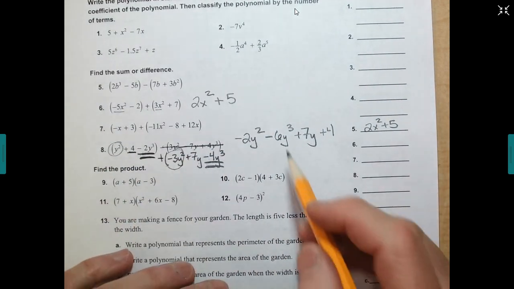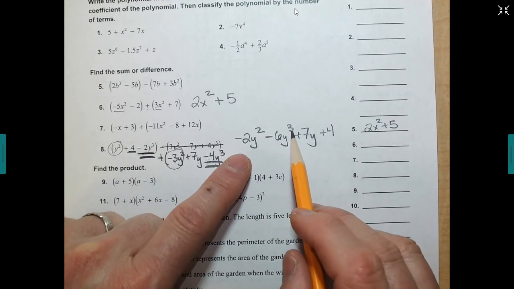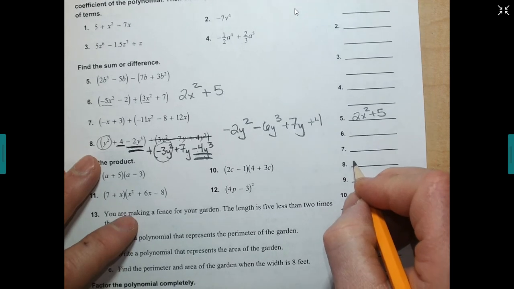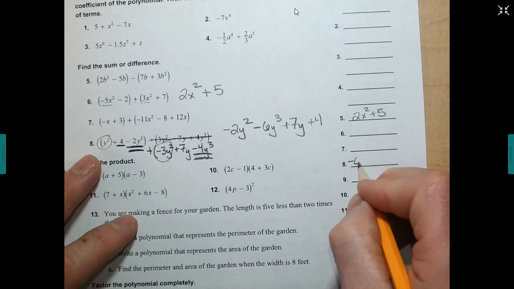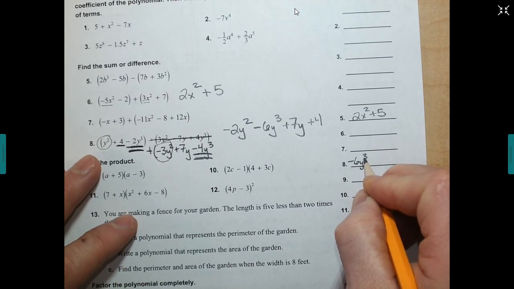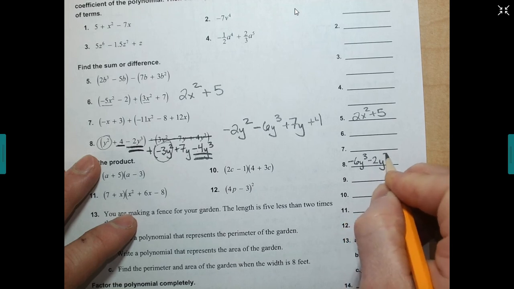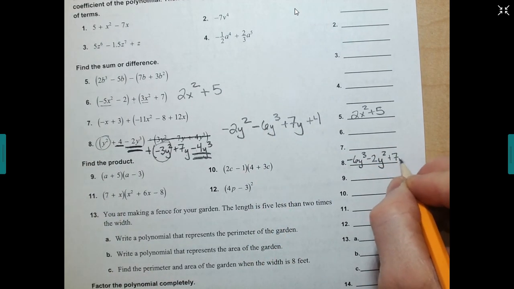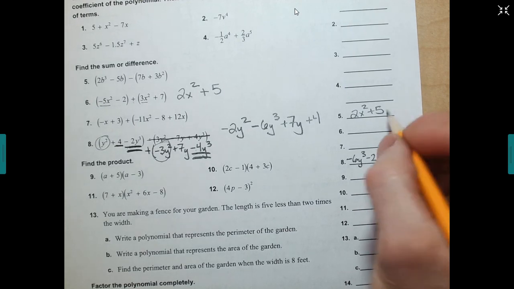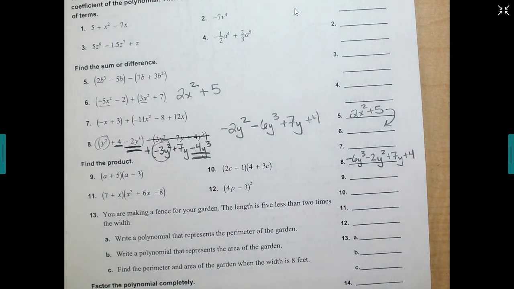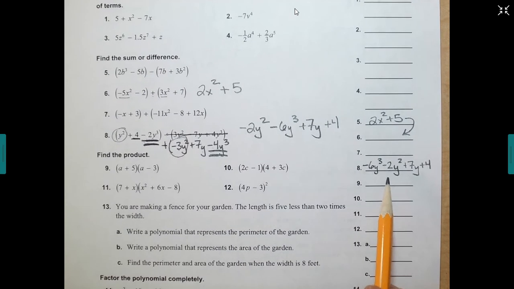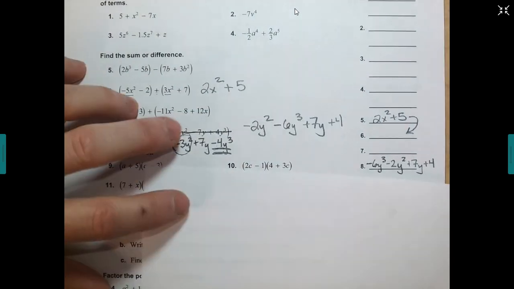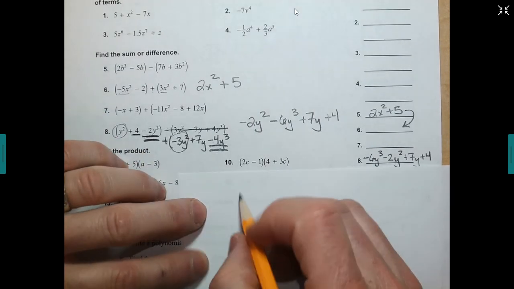Now, it's not quite written in standard form, right, because I have the third degree here and the second here, so I will write this one, -6y to the third minus 2y squared plus 7y plus 4. This should be a number 6. All right, multiply these. And look for a little bit more room.